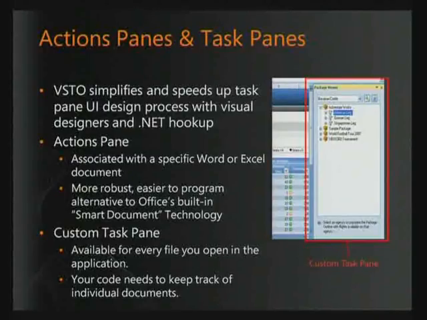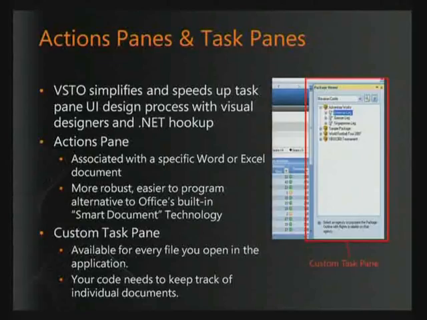Similarly, the custom task pane, but that gets loaded every time you launch Word, every time you launch Excel. And so that way you have code that persists across every document that you might want to edit. This is also the way that you work in Outlook, because there's no such thing as a document in Outlook. It's just one big application. So in that case, you build a custom task pane instead of an action pane in Outlook.